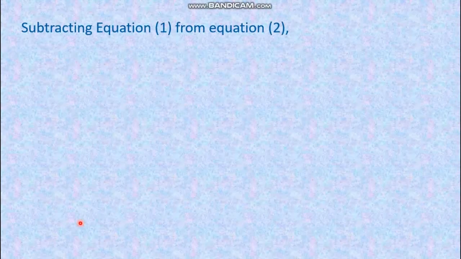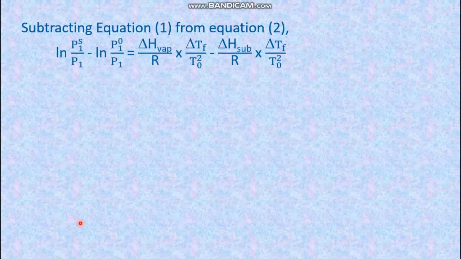Now we have to subtract equation 1 from equation 2. In the left hand side of equation 1 we have this one, and in equation 2 we have this one. And in the left hand side of equation 1 we have this parameter. Okay. And in the right hand side of equation 2 we have this parameter, and in the right hand side of equation 1 we have this term. So what is the result of subtraction?